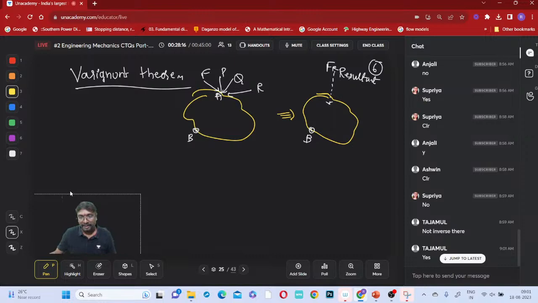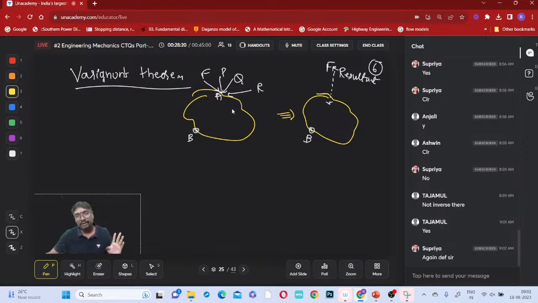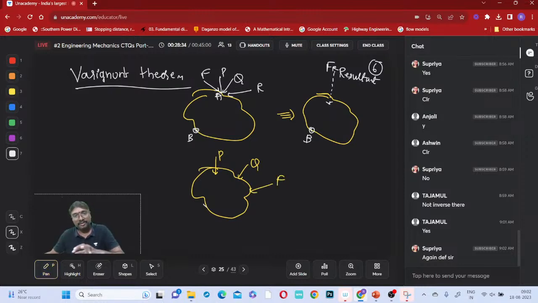In many coplanar forces acting on a body, it may be coplanar, it is collinear also. Coplanar forces means all the forces are acting in the same plane. You can say this is your P, this is your Q, let us say this is your F. About some point B, they will be creating moments. So we'll be having the algebraic sum of all the moments created by these three.